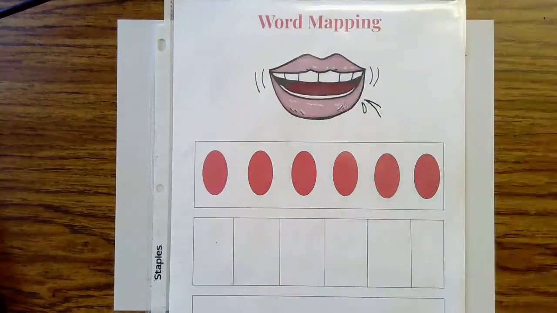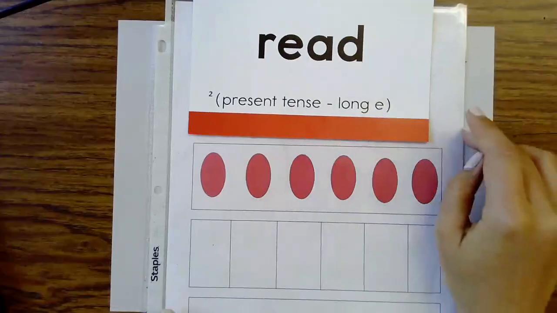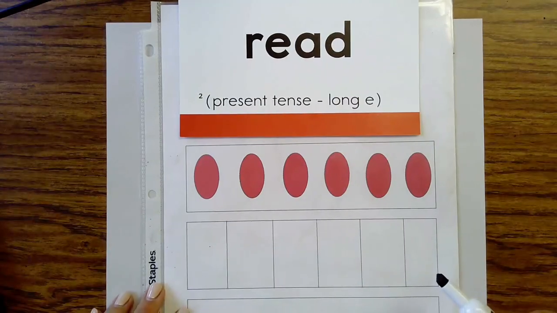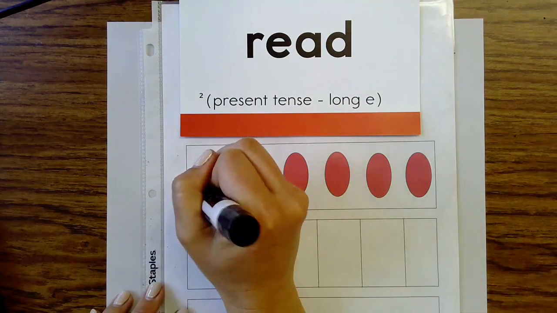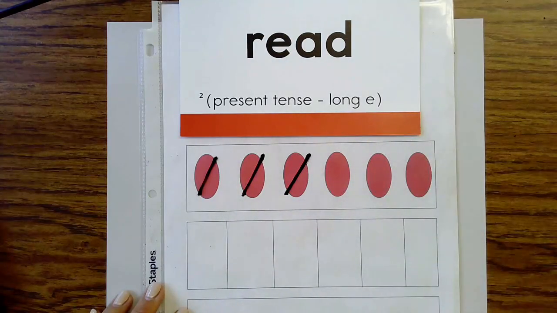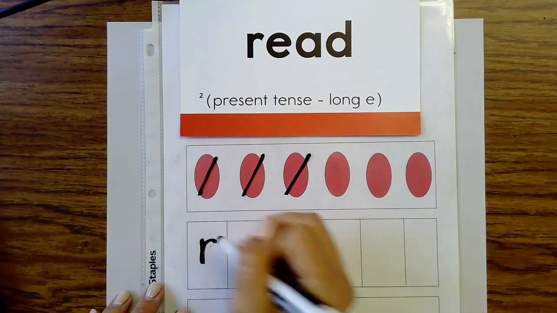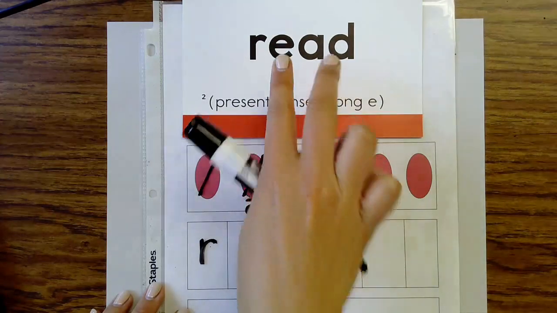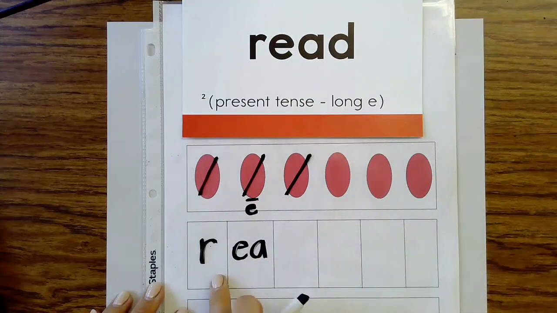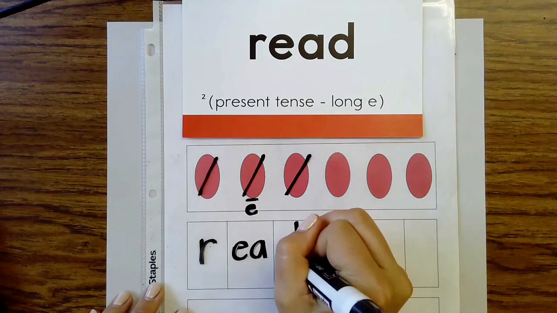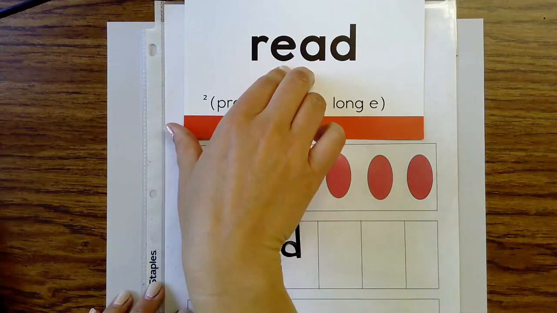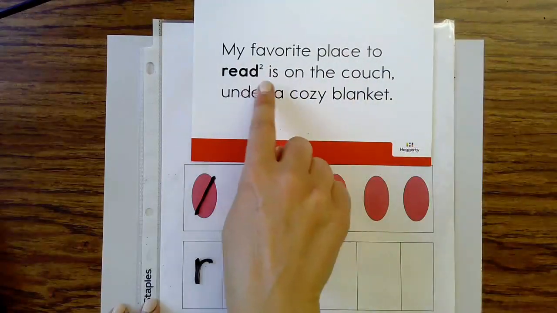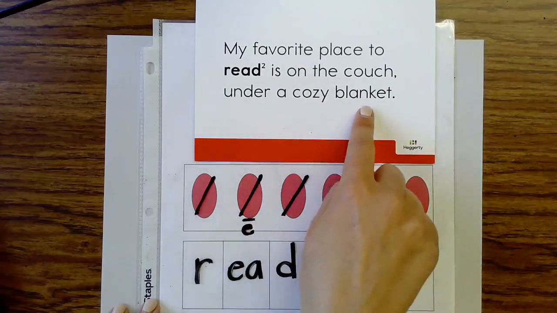Here comes our first word. It is the word read, as in the present tense of read. I read my story. Let's sound out read. Read. Read. R is an R. E is a long E sound that's made with the vowel team EA. Read is the letter D. Read. This is the present tense of read. For example, my favorite place to read is on the couch under a cozy blanket.